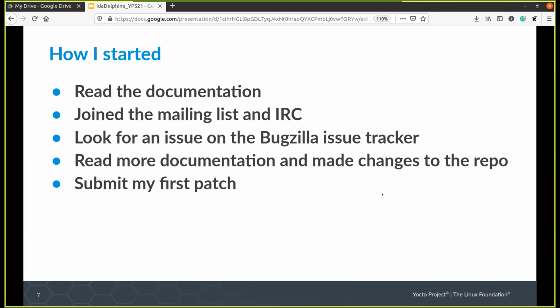And after I did that, with the help of one of my mentors, Tim Orling, I was able to submit my first patch. And really, it was hard. It was really difficult for me because initially I knew that in order for me to submit a contribution, it's probably just through a pull request on GitHub. I had no idea there was something like patch submission. So it was something really new for me, and it took me a while to get how to send patches the right way for the Yocto project.